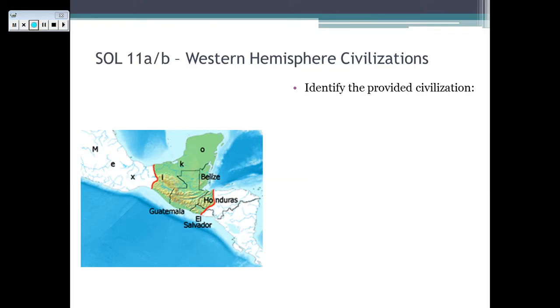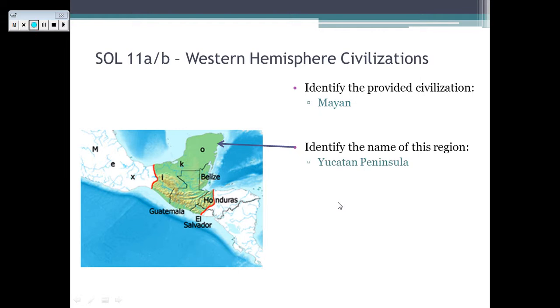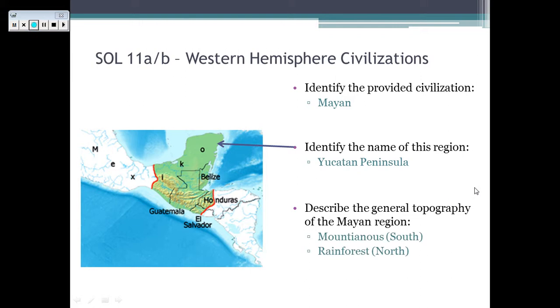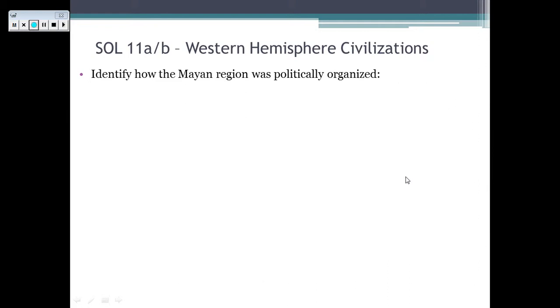Alright, Western Hemisphere civilizations, this is standard 11. Identify the provided civilization, that is the Mayans. The name of the region there is the Yucatan Peninsula. And the general topography of the Mayan region is going to be mountainous in the south and rainforest in the north. So we've got mountains down here near Guatemala and rainforest up on the end of the Yucatan Peninsula.